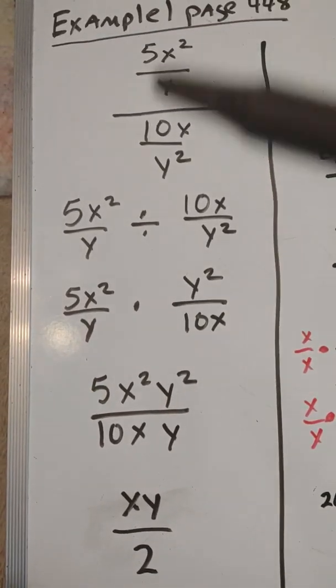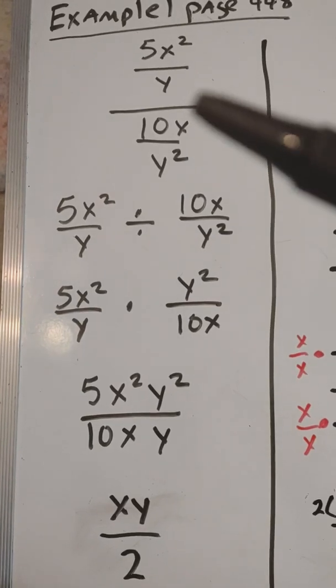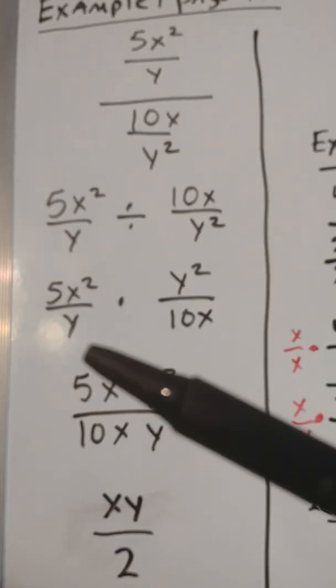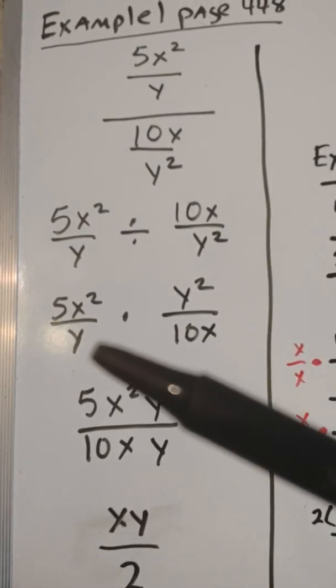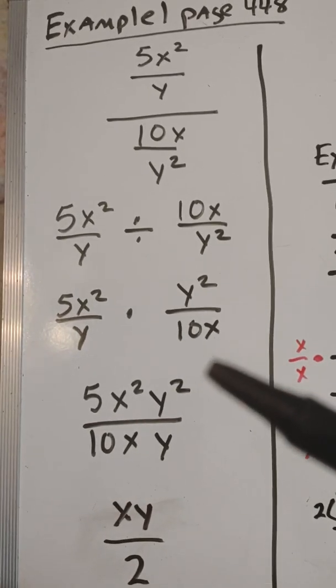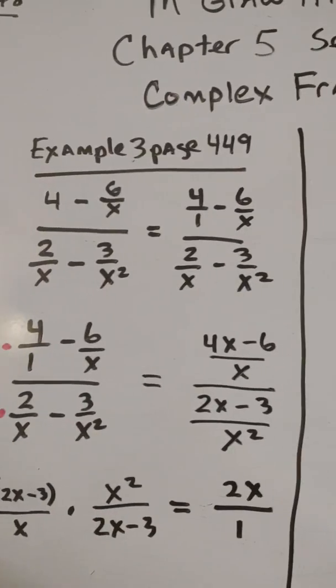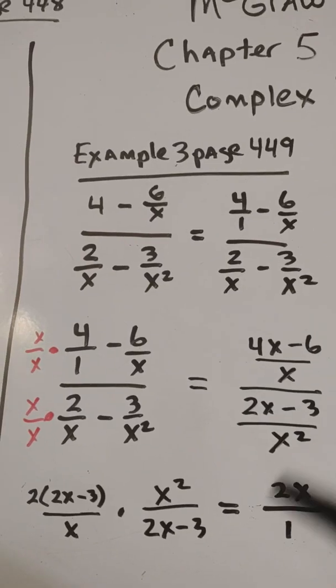Remember, complex fractions are not complex. They're just a fraction divided by a fraction, and all we got to do is take the top fraction and multiply by the reciprocal of the bottom. Here's example 3, page 449.